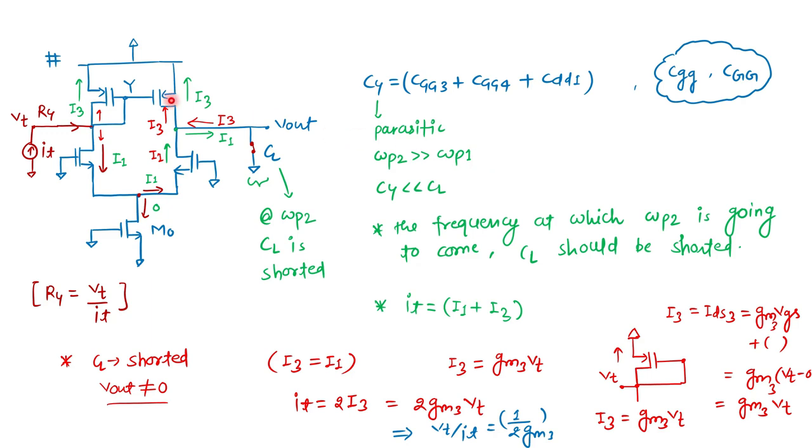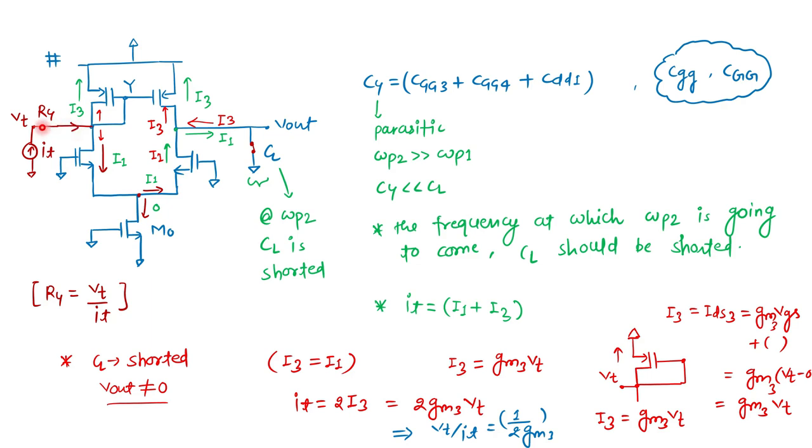Omega P2 is the pole contributed by this Y node, and Cy is much lesser than CL. At the frequency at which omega P2 comes, CL should be shorted. I'll tell about this point in detail. Cy is the node cap at this particular node, and now I want to see the node impedance looking into this Y terminal.